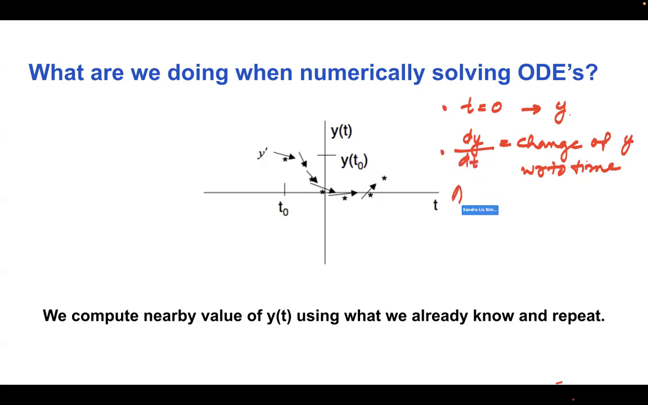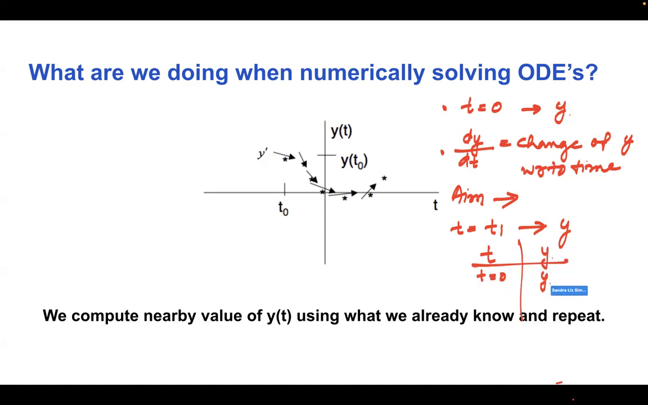Now the aim is we need to find out how y changes with respect to time. For example, if we have a particular time given as t1, you need to find the corresponding y value. That's how we need to understand it. We need to have a table like this. When t equal to 0, you know the y value. Now, when t keeps changing, how does the y value keep changing? That's what we are trying to study while numerically solving the ordinary differential equation. Do you have any doubts in this part?